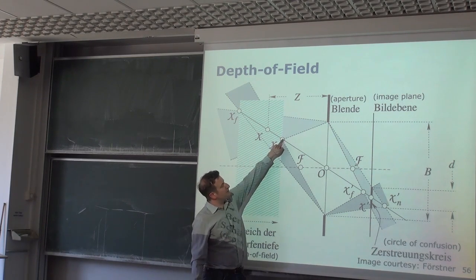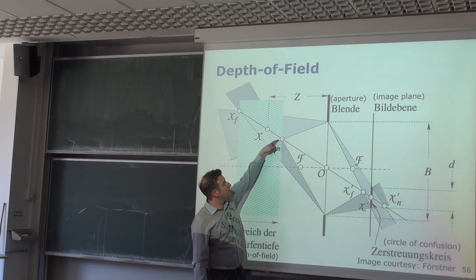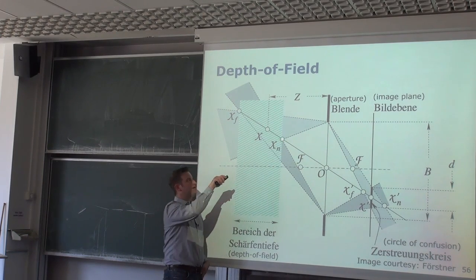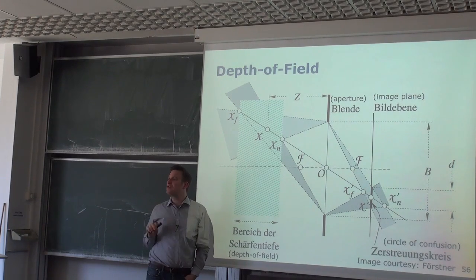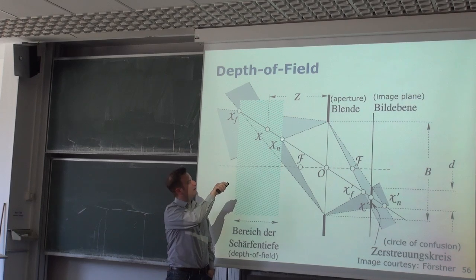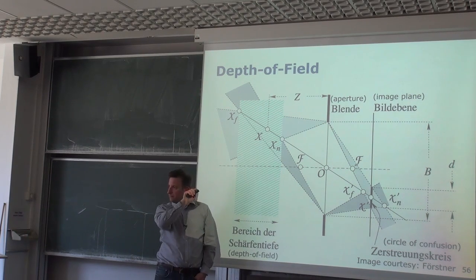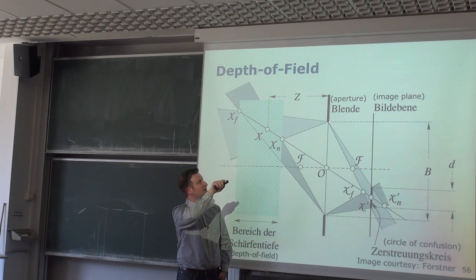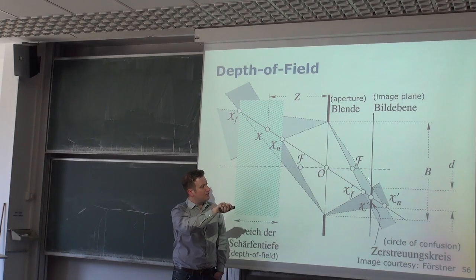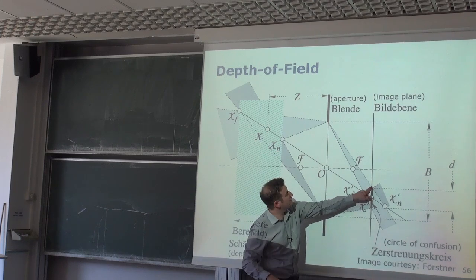So if you consider this point over here, every ray of light which is reflected in this direction doesn't reach my film due to the aperture. So the last beam that actually reaches the image plane is the one over here, which then moves down here. So this gives us this point over here.